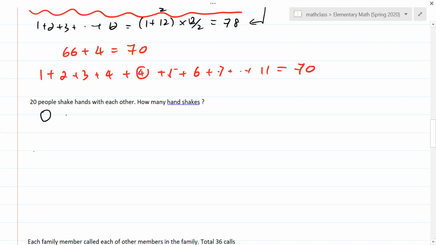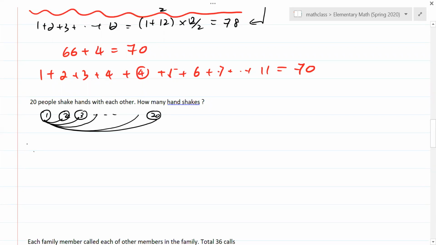What I'm going to do is like this. I'm going to line up 1, 2, 3, all the way to 20. So how do you do that? The first person is going to shake hands with somebody else.